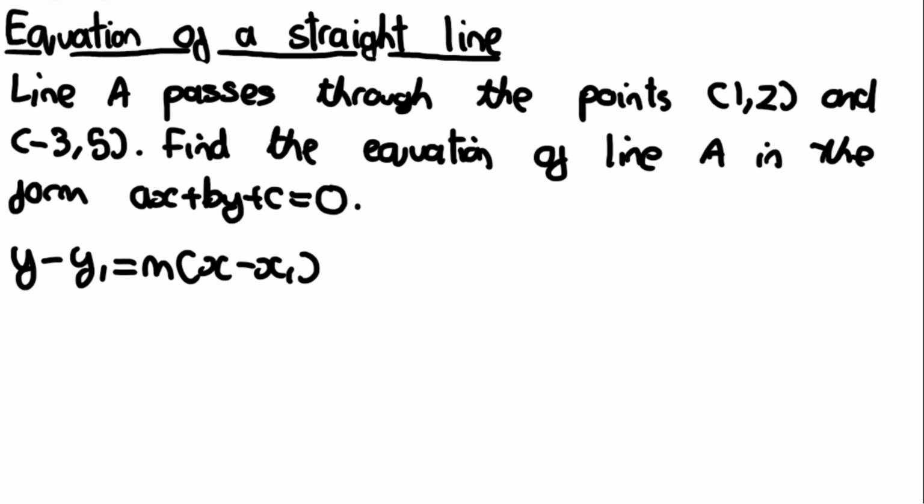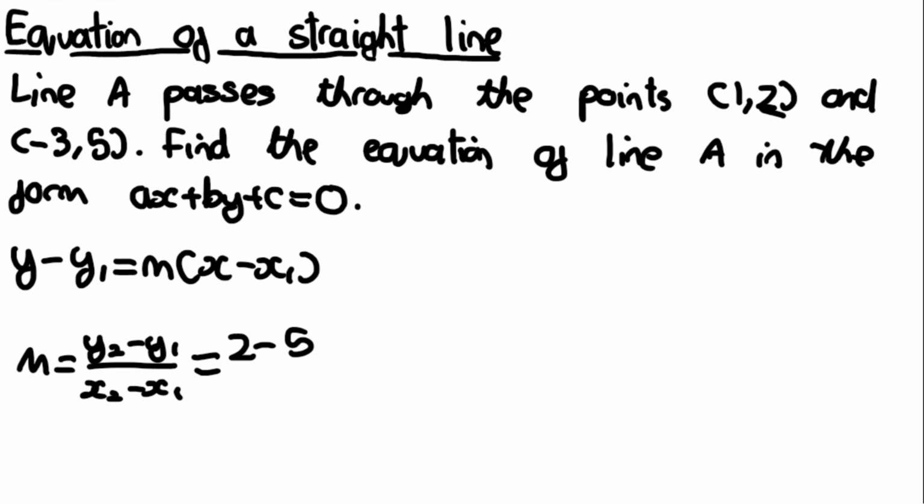Well, if we have 2 points, remember that we can find m by using the formula y2 minus y1 over x2 minus x1. So we can sub the values in and say that 2 minus 5 over 1 minus 3, and that's going to be equal to minus 3 over 4. Of course, you could do this the other way and do 5 minus 2 over minus 3 minus 1 and get the same thing.